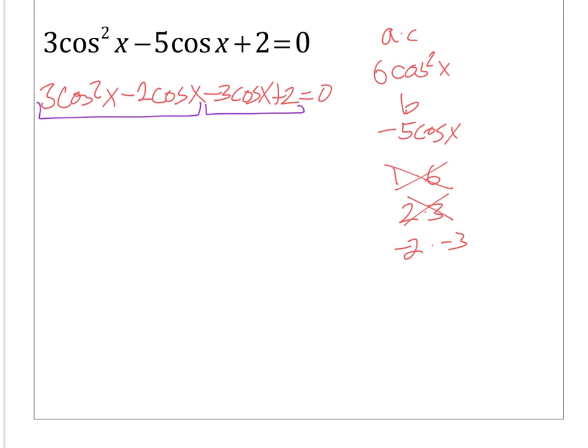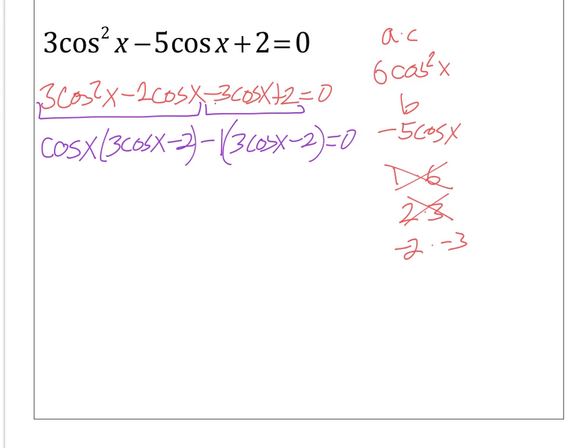I'm going to factor this by grouping. First of all, I can pull cosine x out. I've got 3 cosine x minus 2. The second two don't have anything in common. I'm going to pull a minus 1 out to get rid of that negative. I get 3 cosine x minus 2. Okay, I'm going to factor out the 3 cosine x minus 2. So 3 cosine x minus 2, and my leftovers are cosine x minus 1.